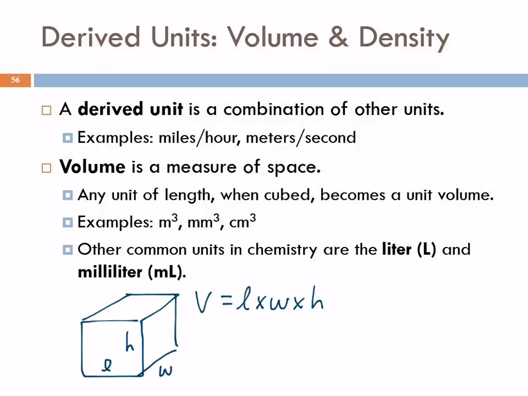Well, let's say that this is 1 foot on each side. So each of these is 1 foot. What does the volume end up being then? We've got 1 foot times 1 foot times 1 foot. 1 times 1 times 1 is still 1. What is feet times feet times feet? Feet cubed.